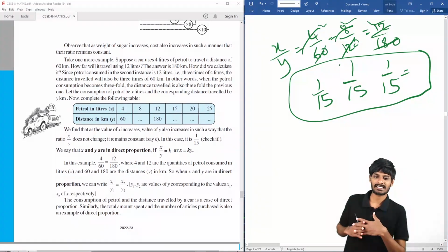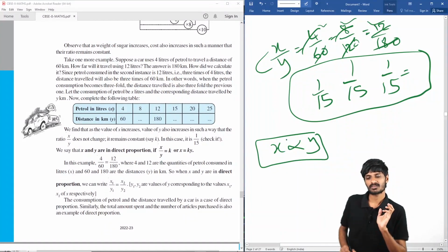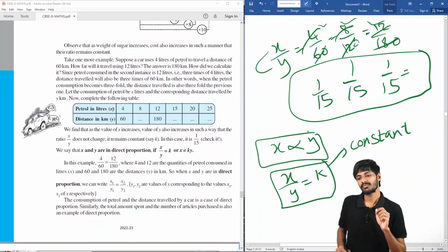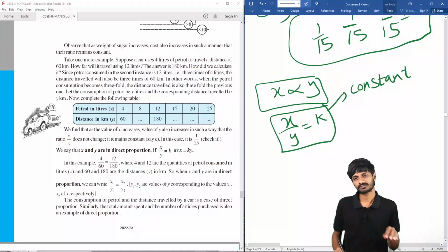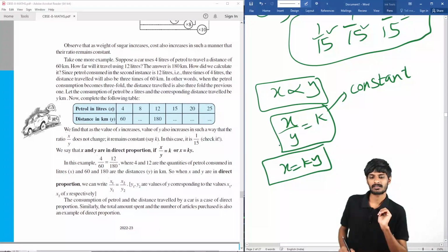So what we can understand is that, students, X and Y are in direct proportion. X is directly proportional to Y. You will write it like that. One increases, another also increases, and the ratio of X and Y is equal to K, which is some constant, some fixed number. Whatever the time, if you find the ratio every time, you will get 1 by 15 or any number like that, which is fixed, students. So that is X by Y equal to K, or X equal to KY. You have to remember this concept.